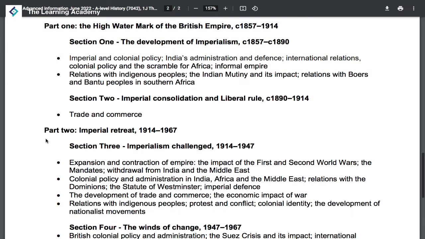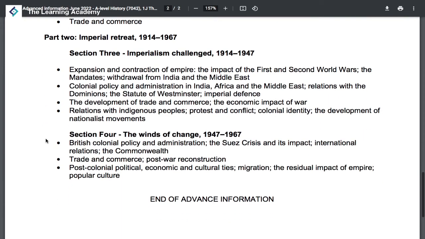When it comes to section 2, the Imperial Consolidation and Liberal Rule, you only need to know about the trade and commerce from that section. This is not to say that you shouldn't be revising all of the topics on this module for A-level history, but only that you're going to be tested and that the exam is going to draw from information from these topics specifically. So we've got trade and commerce here as well. And then for the most part, your revision should be focusing on the second half of the A-level history for the British Empire, that being the Imperial retreat section from 1914 to 1967.